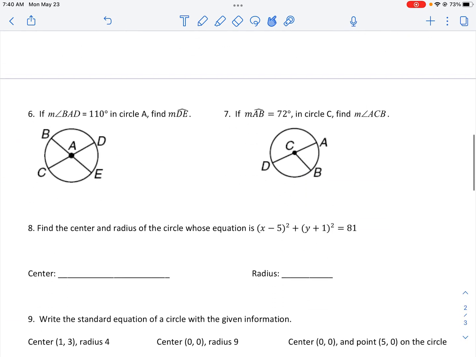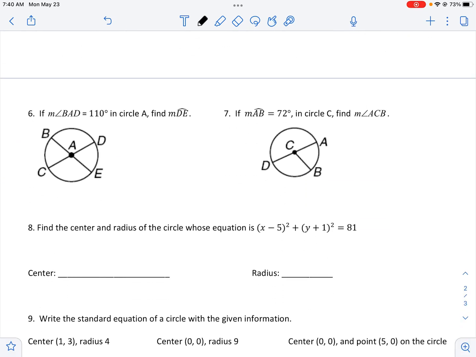Okay. Keep it going. All right, BAD is 110. It wants us to find DE. Well, I know this is a diameter, so this half is 180. So this is 180 minus 110, which is 70. Now it says AB is 72. So what's angle ACB? Well, it's going to be the same, 72.